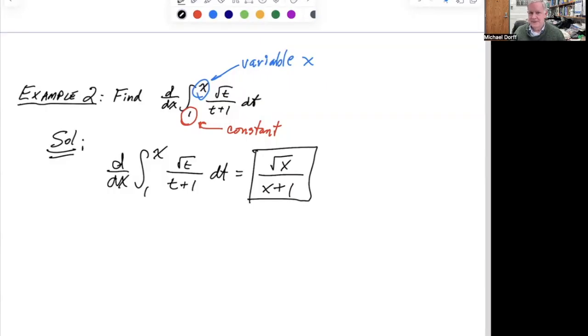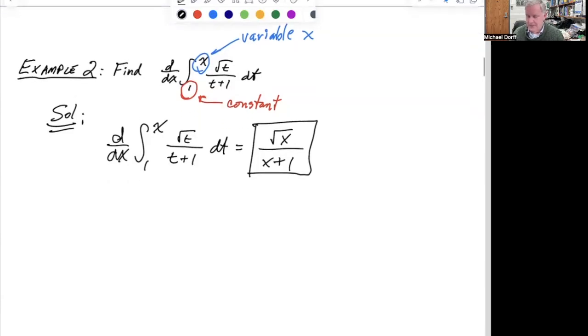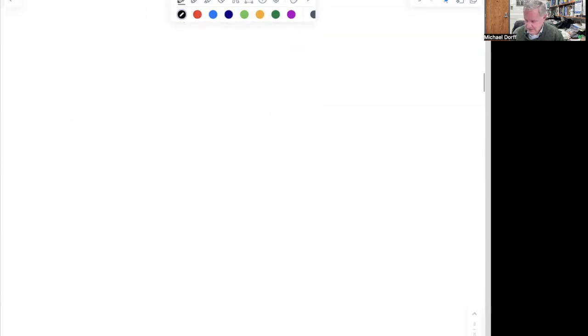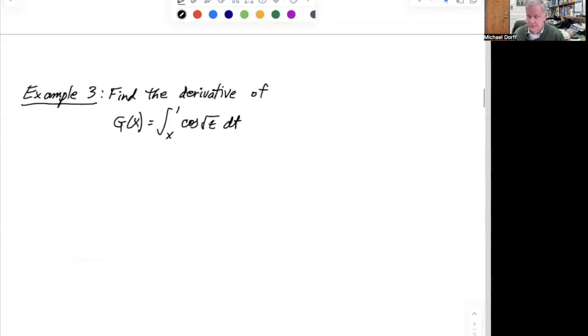Now, of course, as you know in math, things can get a little bit harder. So let's look at a little bit harder example. Example 3: find the derivative of this function, which is the integral from x to 1 of cosine square root of t dt. You might think, how is this different than the previous one? What's different is I've got my 1 at the top and my x at the bottom.